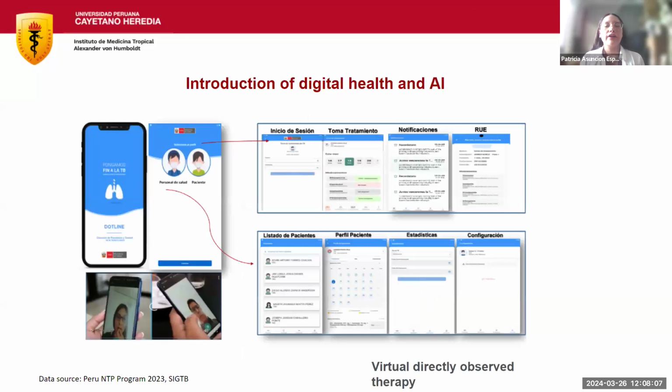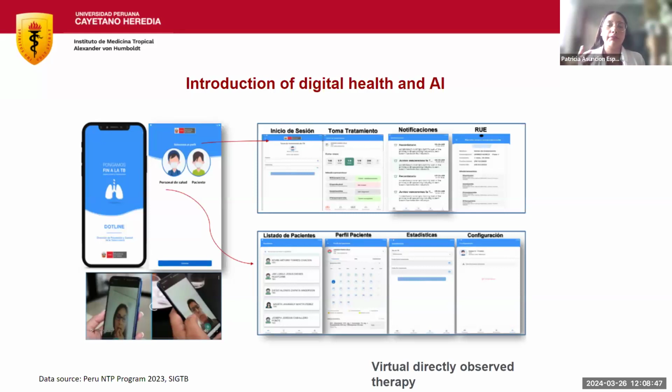Okay, just to continue, finishing talking about the national situation of TB in Peru, I also want to discuss more about the introduction of these digital health and AI innovations that the National TB Program is working on. So they are improving and trying to include these applications for virtual directly observed therapy in patients, and in the healthcare workers. So in that way, the treatment could be not so difficult for the patients to get access to.